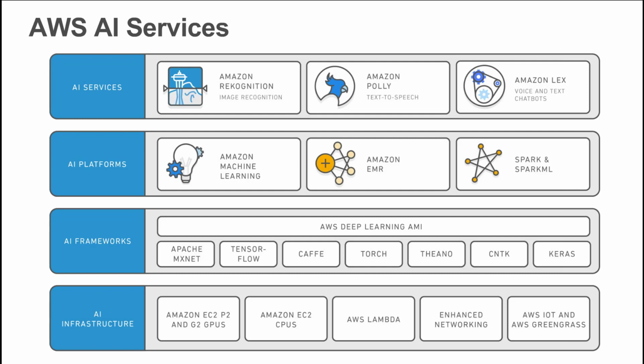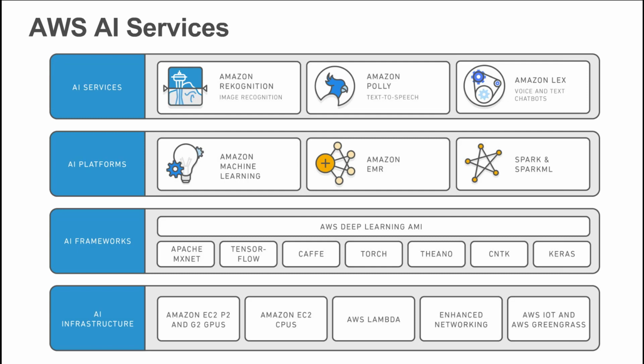But at a higher level of this, we have the AI platforms like Amazon EMR, Amazon Machine Learning, Spark, and Spark ML, which gives you that capability to run machine learning at scale and run traditional machine learning also. At the highest level of abstraction, we have managed services like Amazon Rekognition, Amazon Polly, and Amazon Lex. Rekognition is a managed service where you can actually figure out the features and the emotions of an image. And similarly, Polly has text-to-speech, and Lex does voice and text chatbots.